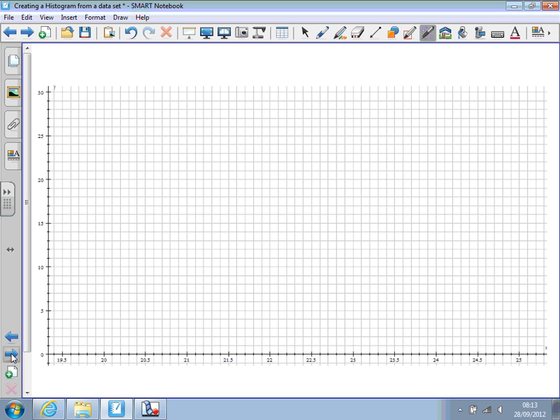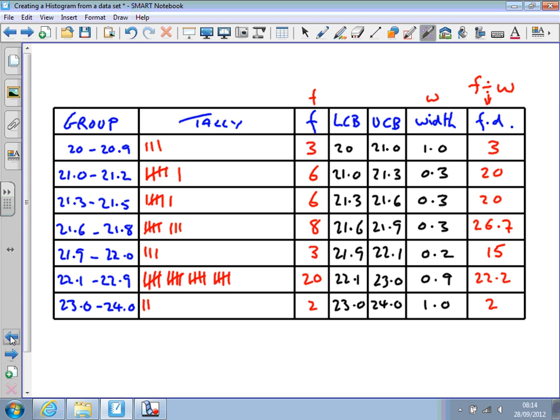So we need a set of axes, and we can see on the x-axis I've started around about 19.5 and gone up to 24.5, so I can get all my groups on there. The frequency density will start at 0 and go up to at least the highest value for the frequency density, which we can see is 26.7. So I've gone up to 30.